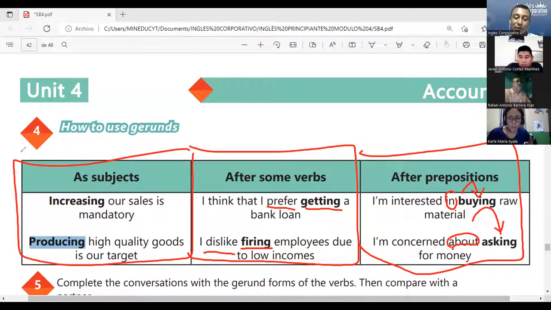I'm excited about going to the park. I'm happy for working in this company. You can say, all right? So, vamos a usar verbo con ing después de preposiciones. Después de algunos verbos y como sujeto. Any question? ¿Alguna pregunta?